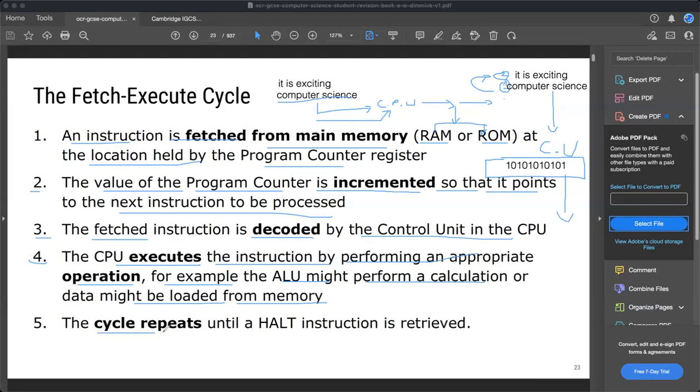Now, the cycle repeats until a halt instruction is retrieved. So this cycle performs again until the halt, meaning stop, instruction is retrieved. Like the person is not going to input an instruction, so the cycle will be halted. Is that clear? Yes. Okay, please note down the points along with the diagram which I have drawn.